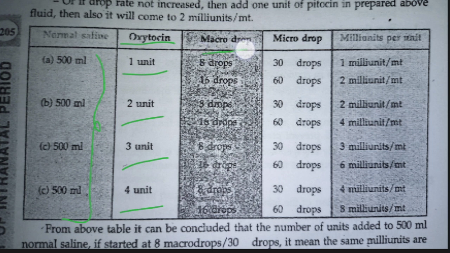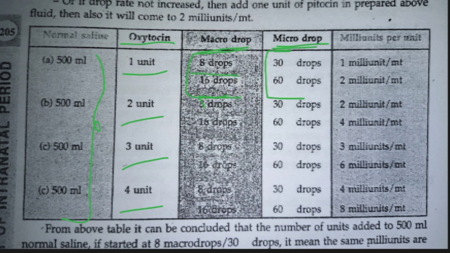We will provide it in macro drops and micro drops. In macro we do have 8 and 16 drops. In micro we have 30 drops and 60 drops per minute. These drops are calculated per minute. Now what is macro and micro drops? Macro means more, micro means little. From one drop to the other drop, the time is measured to see how the macro and micro is seen. Like if you see, we have 8 drops, 16 drops.